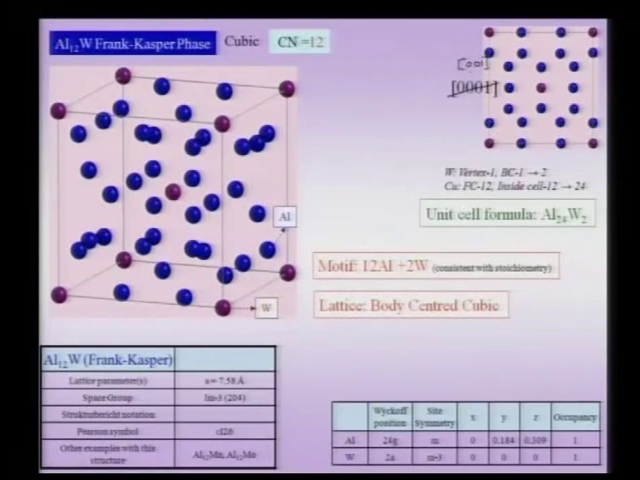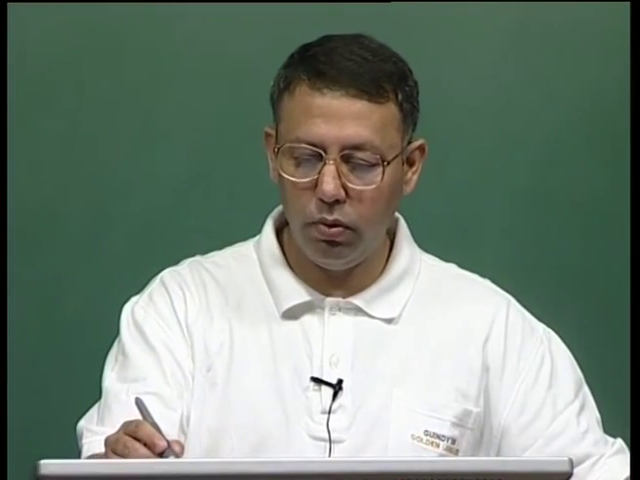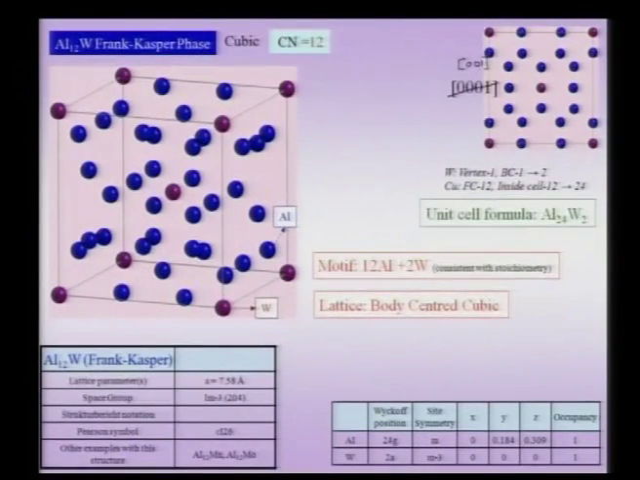So with this we conclude the topic on metals and alloys, and we will take up the topic on ionic and covalent materials. With regard to the Frank-Kasper phase, I have two corrections, errata, which I need to point out to you. One is the direction 001 which I pointed out, and also the motif is 12 aluminum and 1 tungsten, not 2 tungsten. So this is to be 1 tungsten. Kindly note these two errors in the slides.